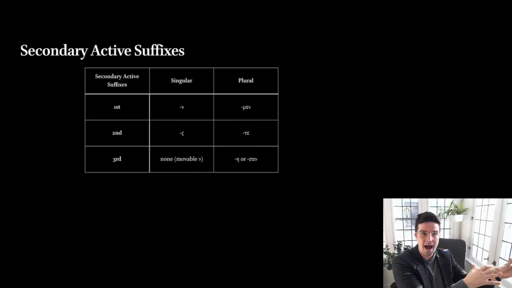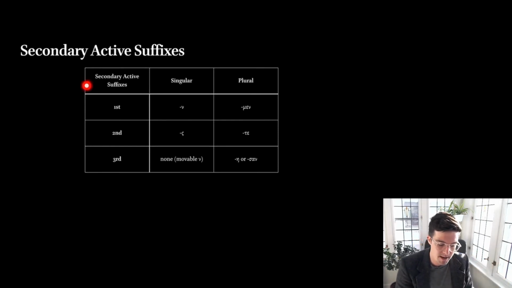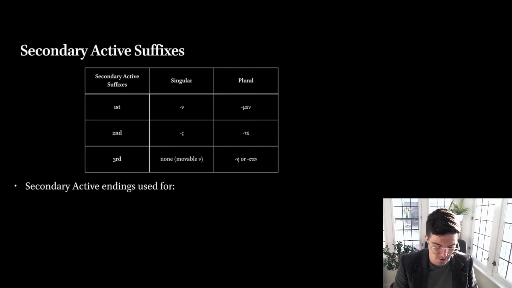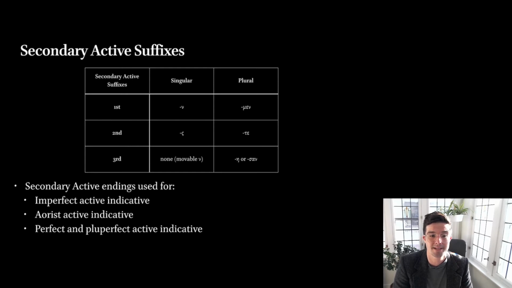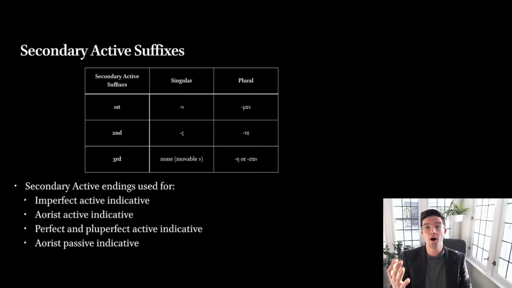So if you remember back to the imperfect and the second aorist, we memorized, or you memorized, these secondary active suffixes. And we're going to see that your memorization of those from a while ago, that you're going to be asked to recall this week, has paid off for you. Memorizing these suffixes pays dividends in the future, because these secondary active endings are not only used for the imperfect active indicative, the aorist active indicative, and the perfect and pluperfect active indicative, they're also going to be used for the aorist passive indicative.